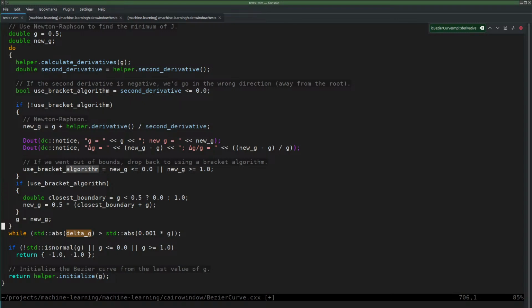Thus, use bracket algorithm. Closest boundary, G. Yep. Now this never going to happen anymore, right?